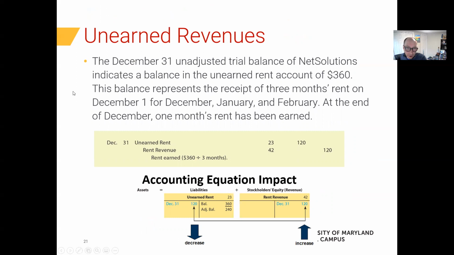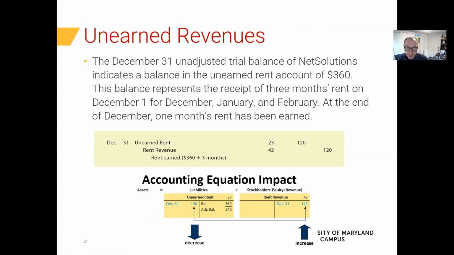Looking at unearned revenue. Unearned revenue, as I mentioned, is when we collect revenue before it is actually earned or recognized. The customer paid us before we provided the service or sent out the goods. Okay, so at the end of the month, we have some unearned revenue.